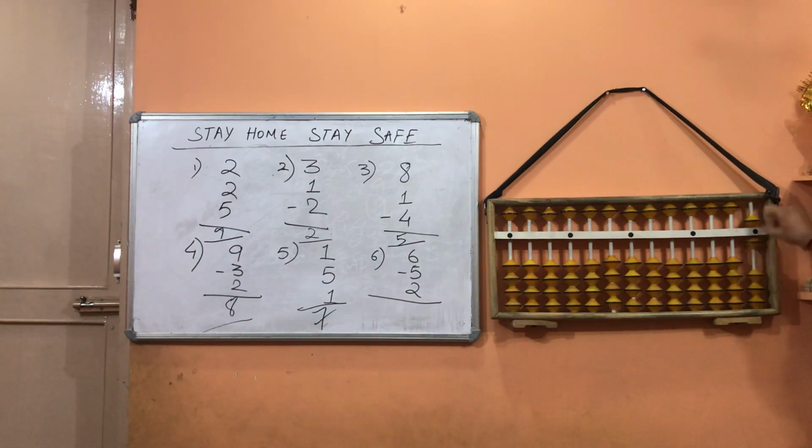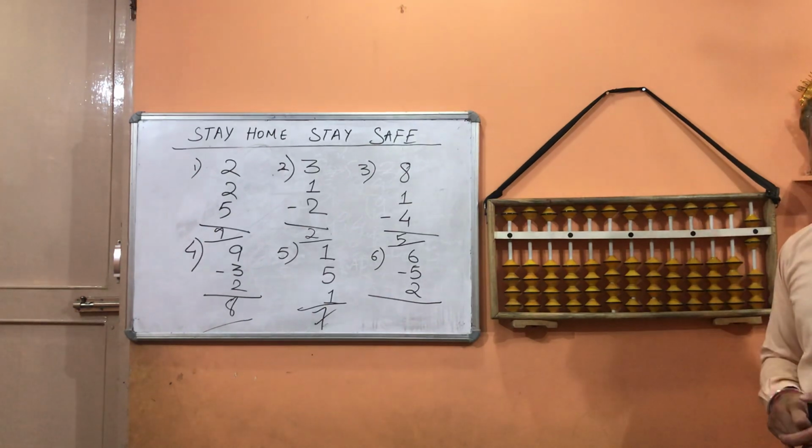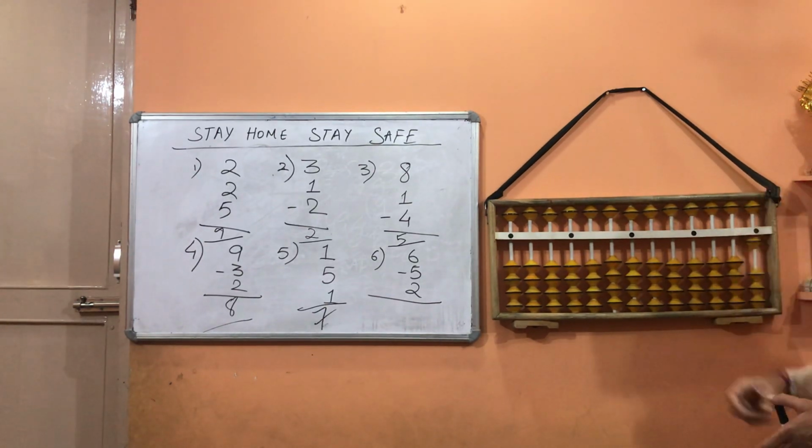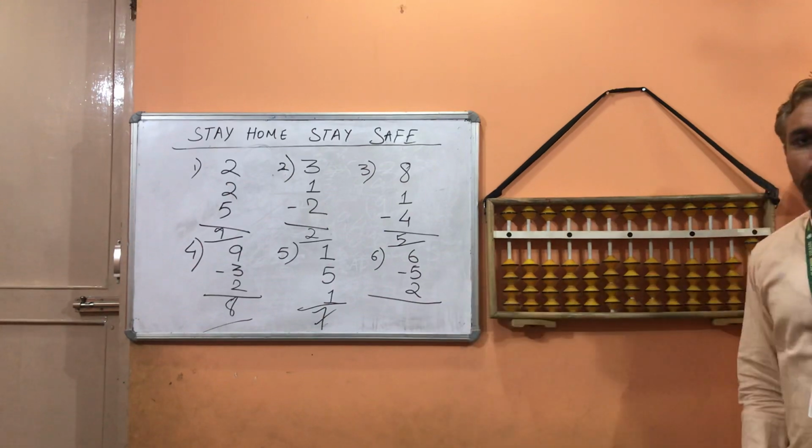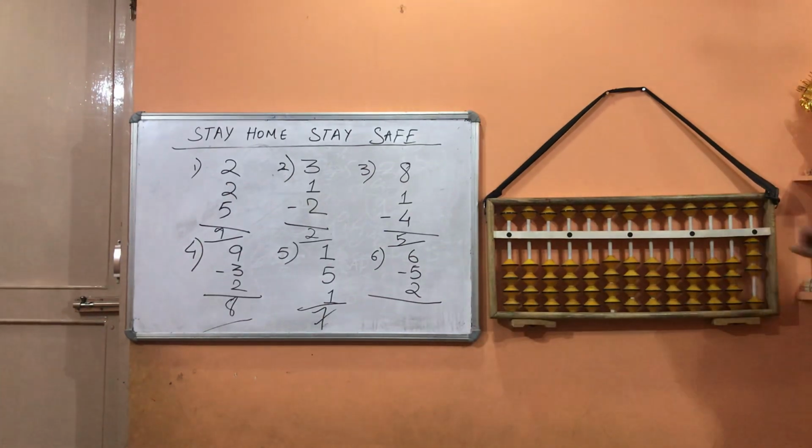And the last one. 6, 5, 6. Minus 5. Minus 5 means we have to remove 5. So remove 5. And then we have to bring 2. So 1, 2. So what is the answer here? 1, 2, 3. Correct.